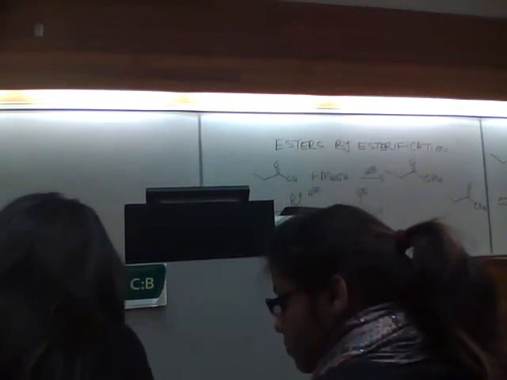Now, you'll notice something. I said all these steps are reversible. And if they're reversible, that means that when equilibrium is reached, you'll have some starting materials and some product. But when you do a reaction, that's not what you want. You want everything to go over to the product. You want 100% yield. So how can you make all these reversible steps go over to the product?